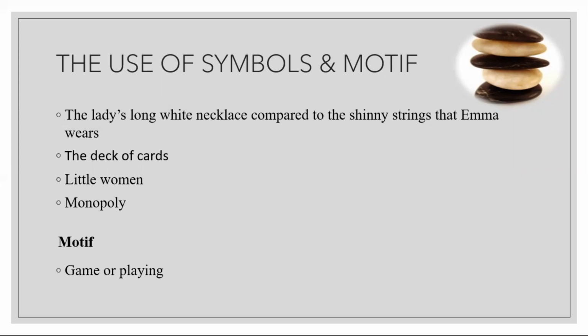Some symbols that we will see in Emma, just to name a few, are the lady's long white necklace. That's the lady at the train station's white necklace, being compared to Emma's shiny strings that she wears. So Emma's jewelry, the lady's jewelry. The lady's white necklace compared to Emma's shiny string is symbolic in the sense that it shows the difference between class, affluence, and Emma's taste for finer things in comparison to this woman. It also shows that unlike this woman, Emma has wealth, Emma has power and status in society.